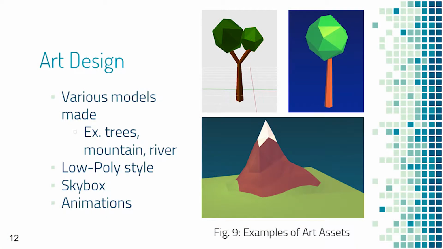And we also made multiple kinds of art assets for the simulation. In Figure 9, you can see some examples of the various models we made, such as the trees and the mountain, and we also made rivers. We specifically chose to use a low poly art style because it is not only simple, but it's also aesthetically pleasing to look at, so it saves time while still looking nice. The skybox was mentioned in the last slide, and you saw a picture there. Besides just the camera animations, the water was animated and the rain was animated to create a more immersive experience for the user.